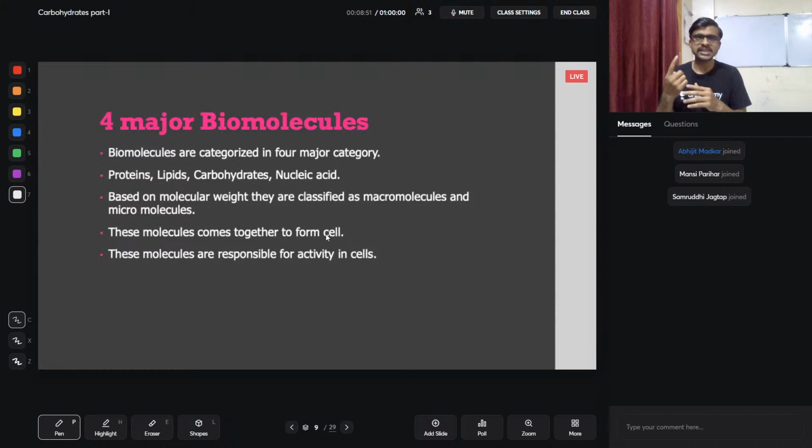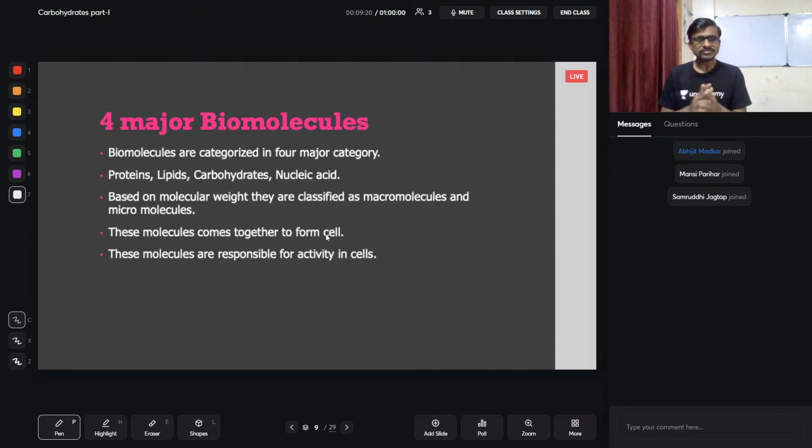One is protein, second is lipid, third is carbohydrate, and fourth is nucleic acid. Based on the molecular weight, we classify them into the macromolecules and the micromolecules. A molecule having a molecular weight larger than 10,000 Dalton we call a macromolecule, and below 10,000 Dalton we call it a micromolecule. Micro means small and macro means large.